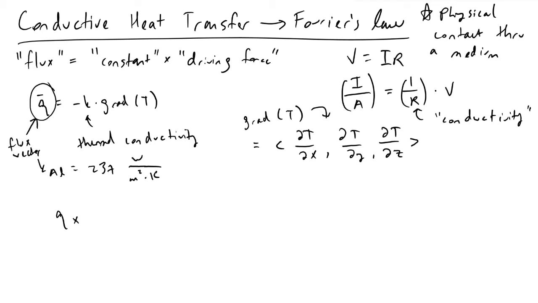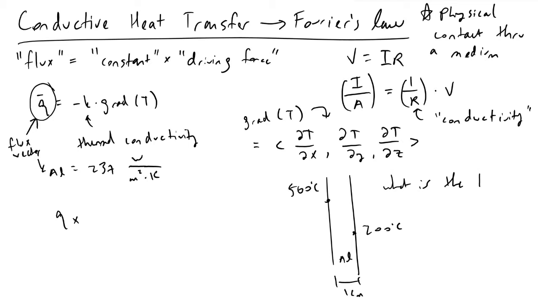An example problem we can use to lay some more intuition down for this topic is to consider a big, tall aluminum slab. And I'm going to say this is 1 centimeter thick. It's aluminum. And on one side of the aluminum, it's going to be 500 degrees C. On another side of the aluminum, it's going to be 200 degrees C. And the question I have is, what is the heat flux through this material? In other words, how many joules of energy per second are lost per square meter of this aluminum?